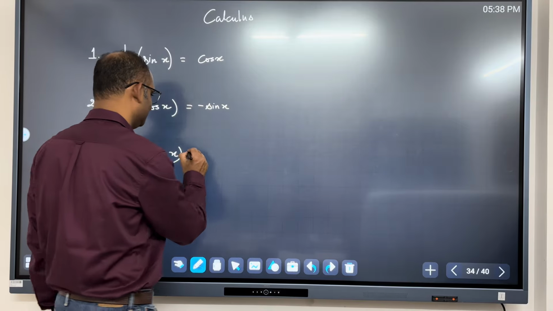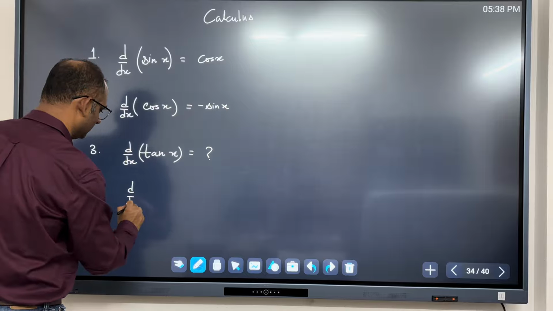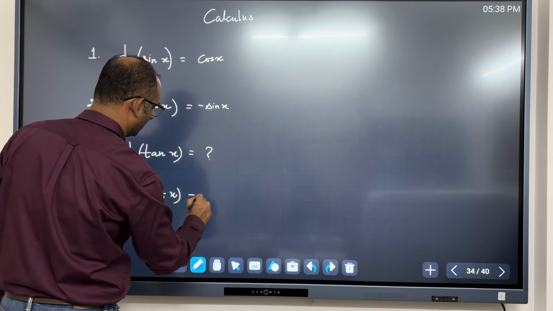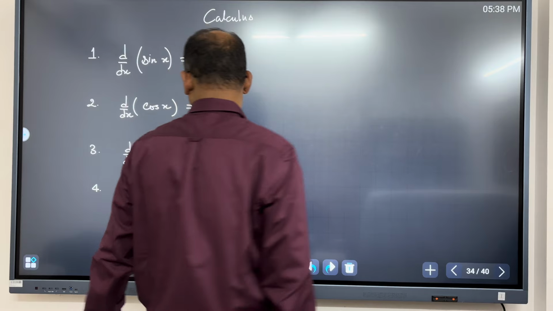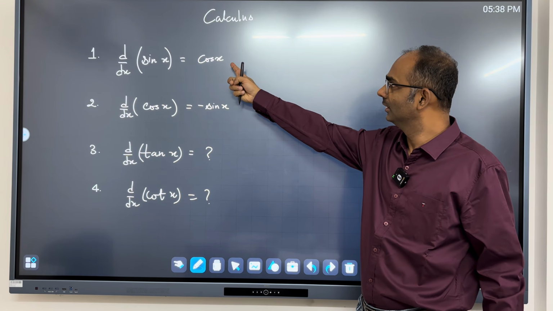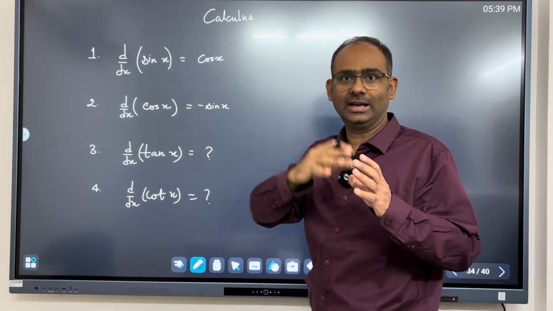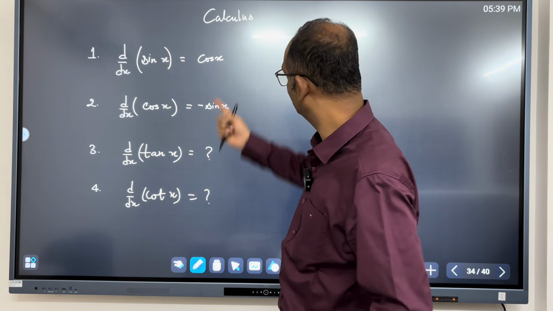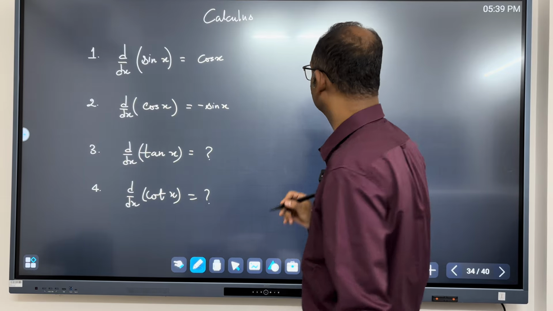So let's derive that. And also we will derive what is cot of x. So these two we had done ab initio, meaning I had taken the function, taken the value of the function at x plus h, then taken the difference and divided by h and taken the limit, right? These two were done that way. So let's do these using the rules of differentiation.